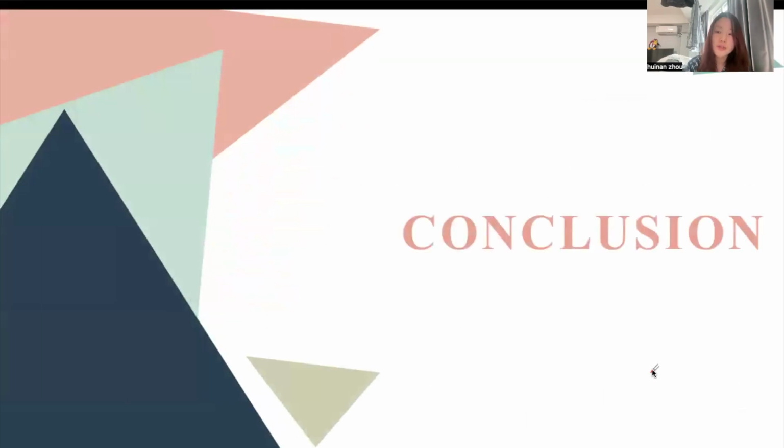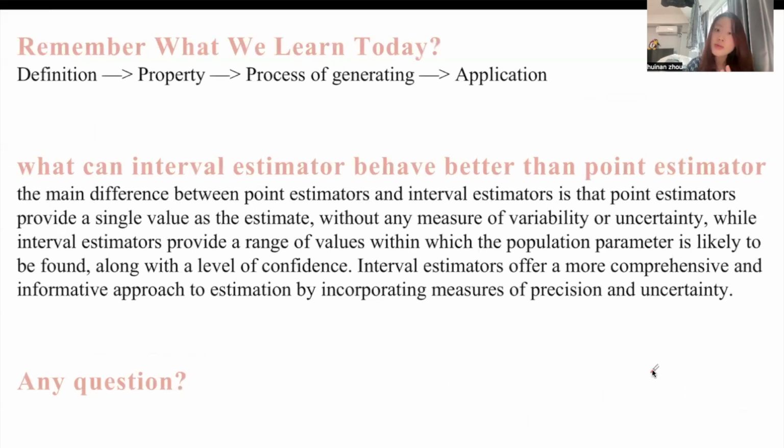So now let's come to the last part, the conclusion. So remember what we have learned today. First, we learned the definition and properties of confidence interval. Then we know how to calculate the confidence interval using different kinds of formulas. And then we come to the applications of the confidence interval in mathematics and other areas.